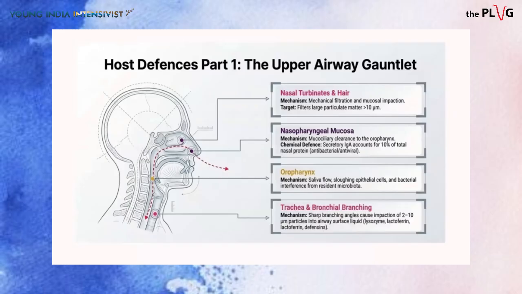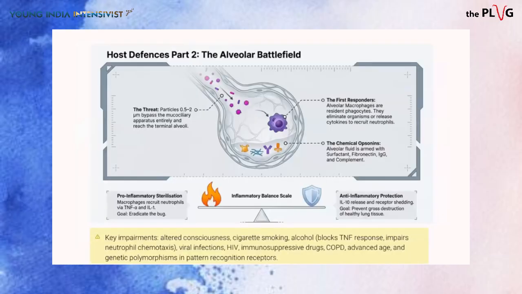First, let us consider the pathogenesis. We have host defense, which starts from the nasal turbinates and upper airways, going down the nasopharyngeal mucosa, oropharynx, and tracheobronchial branching, which clears particles of size 2 to 10 micrometers. There is also surface liquid consisting of lysozyme, lactoferrin, and defensins. Then we have host defense part 2, the alveolar battlefield, where particles of size 0.5 to 2 micrometers might enter. First responders are the alveolar macrophages, which are resident phagocytes inside the alveolus. They eliminate organisms or release cytokines to recruit neutrophils. Then there are also chemical opsonins, including surfactants, fibronectin, IgG, and complements.